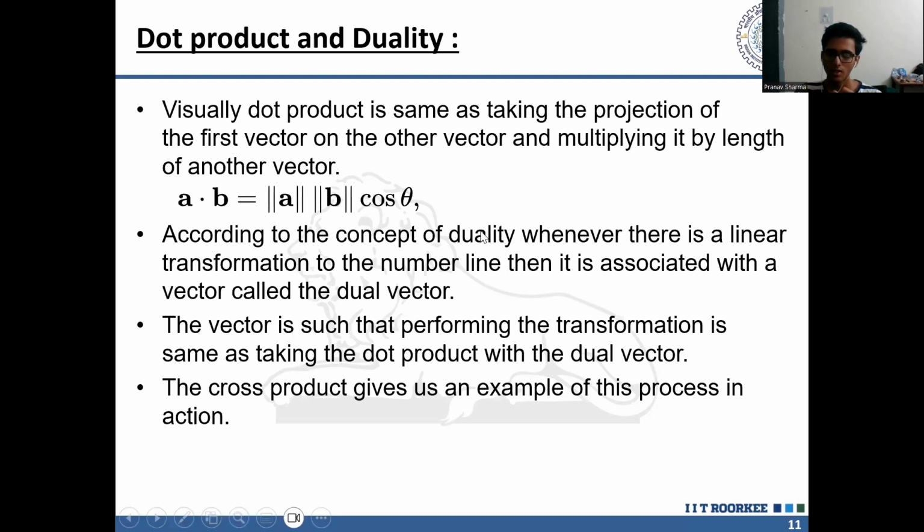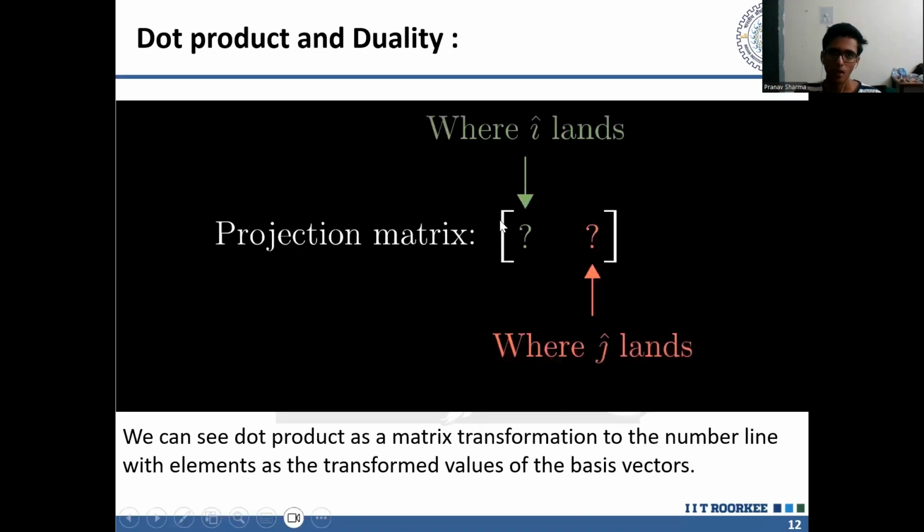Then the concept of duality says that it can be associated with a dual vector, and the effect of the transformation on the vector space is similar to taking the dot product with the dual vector. Means the result will be same, either you take the dot product with a dual vector, or you apply the transformation. So the vector is such that performing the transformation is same as taking the dot product with the dual vector. Now the cross product gives an example of this process in action. So this concept of duality will be used further.